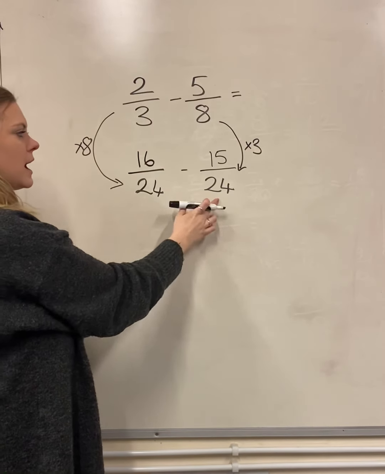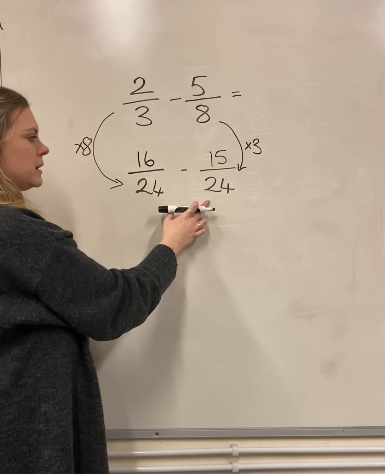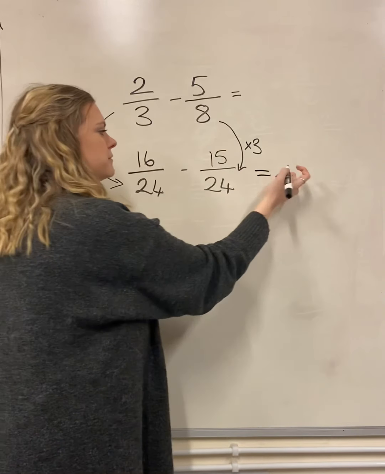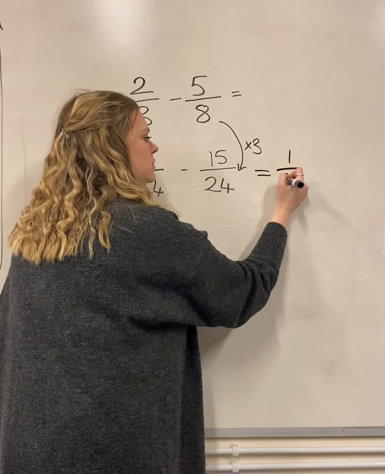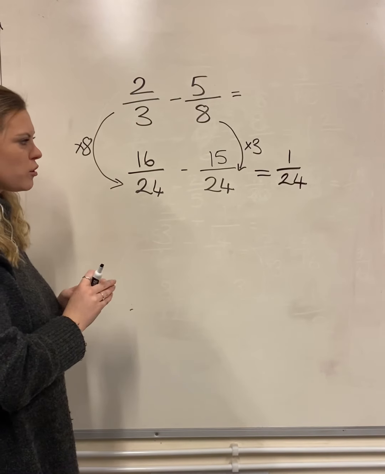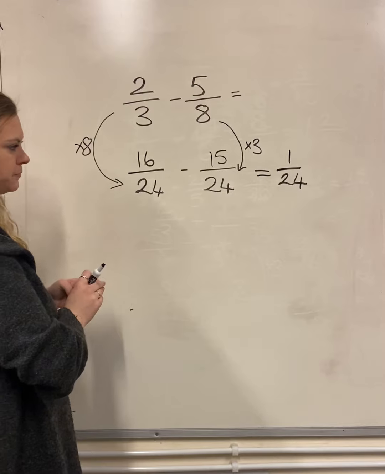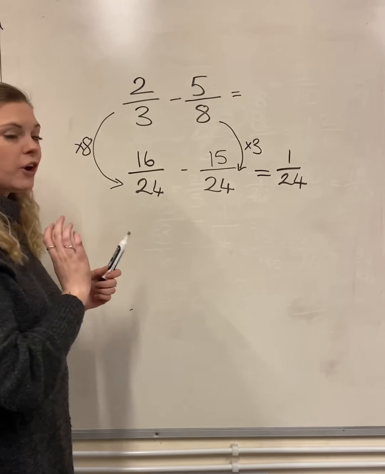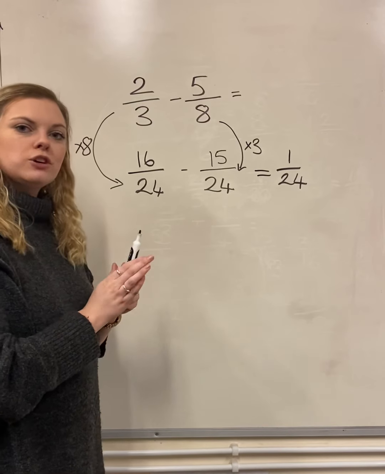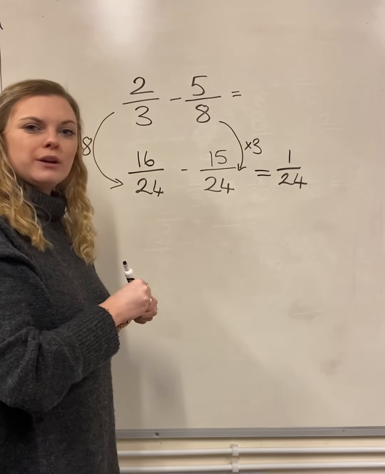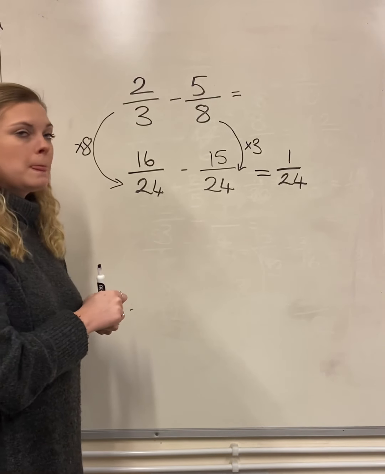So now I have a common denominator, so I can take those away. 16 take away 15 would leave me with 1/24. Okay? I hope that makes sense. If you've got any questions, make sure you get in touch, so you can use our Year 6 email, or you can ring the school if you're really struggling.